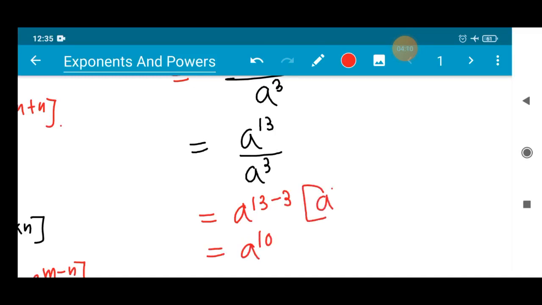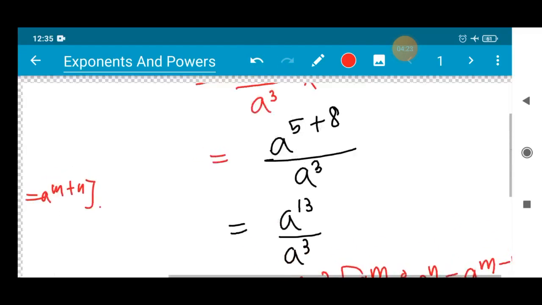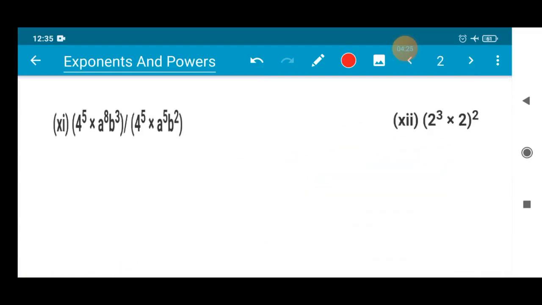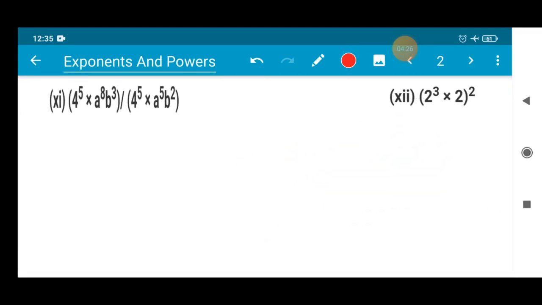So let us write a to the power m divided by a to the power n can be written as a to the power m minus n. So this is what I have done here, right? I hope you guys understood. The value is a to the power 10. Okay, so let us now proceed to the next one, that is number 11.